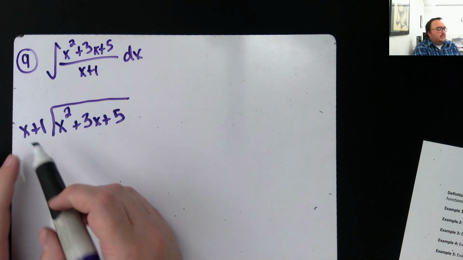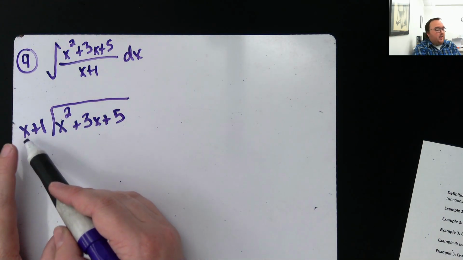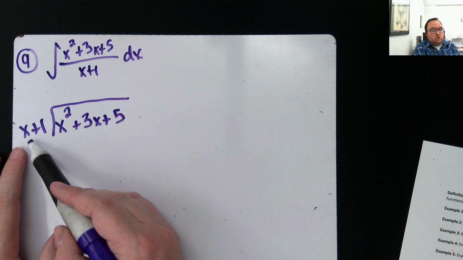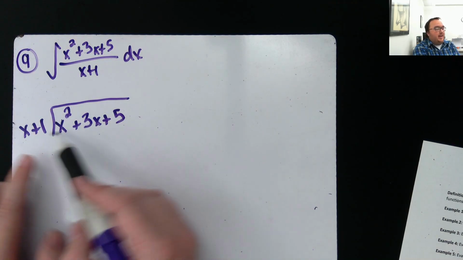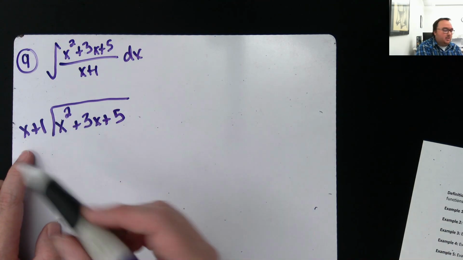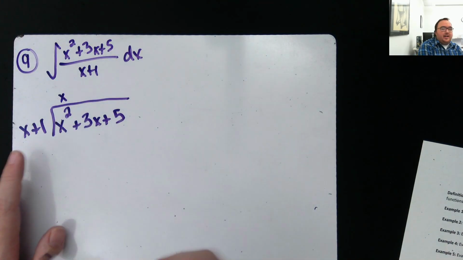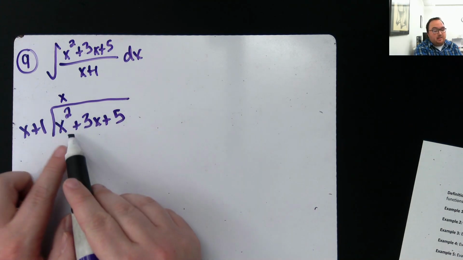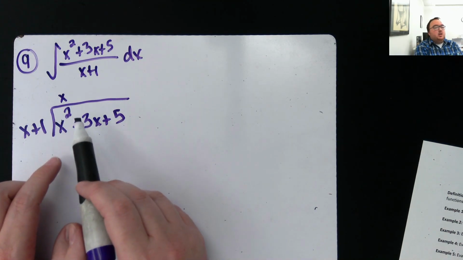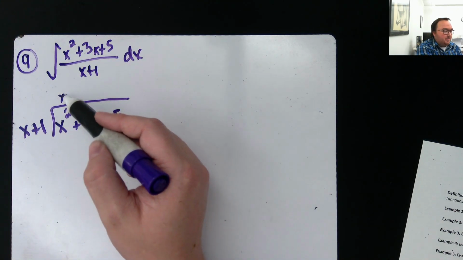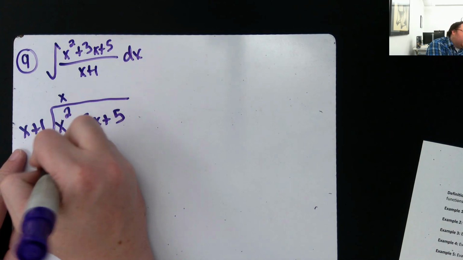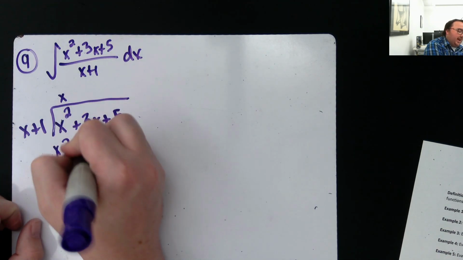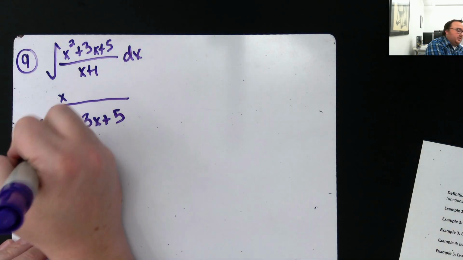How I do this is I look at the first term out here and I say, okay, what do I need so that x is x^2? Well, I would need x times an x. So I'm going to put an x up here, because that's how I get to x^2. Then I'm going to take that and multiply it by everything I have right out here. x times x is x^2. x times 1 is an x. And then I'm going to subtract that.